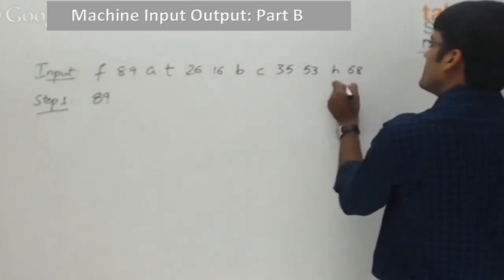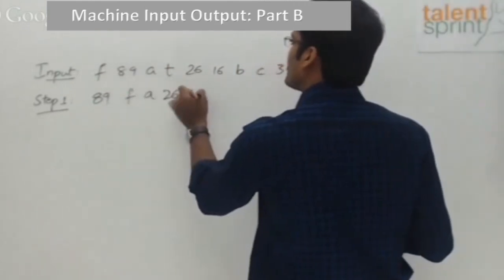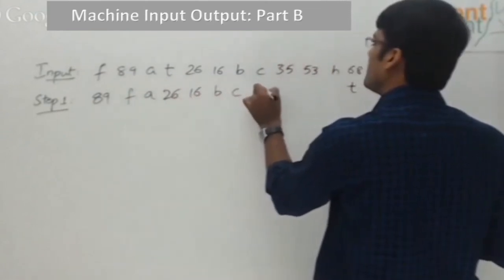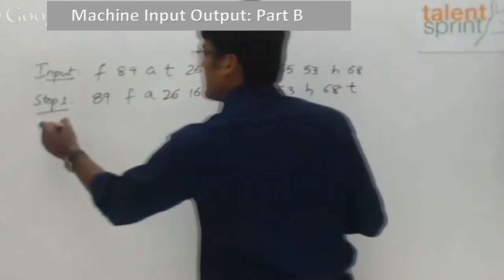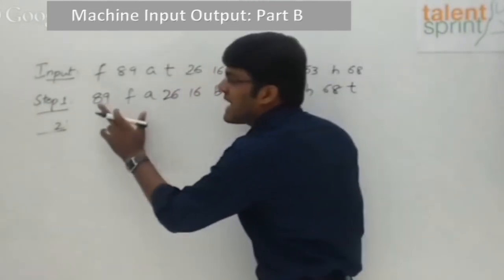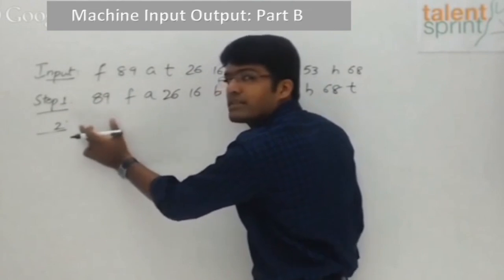So T will come here. Remaining all copy. So F, A, T has gone there, 26, 16, B, C, 35, 53, H, 68. Then what happened in step 2? Understand, we have got the largest number. Now before this, we'll put the smallest number so that the largest-smallest pair is formed.